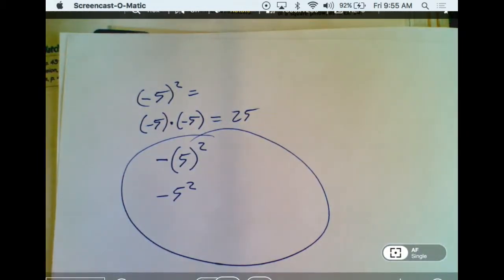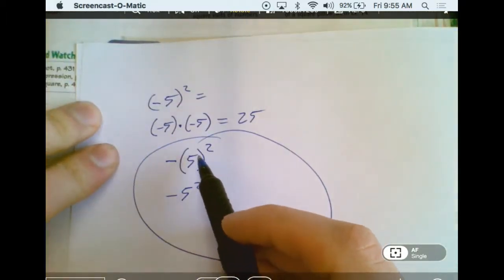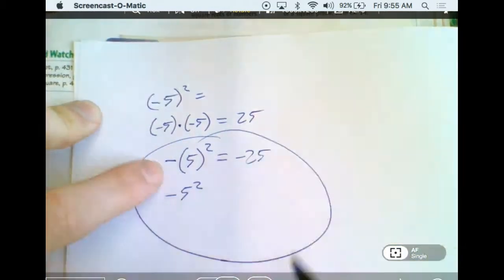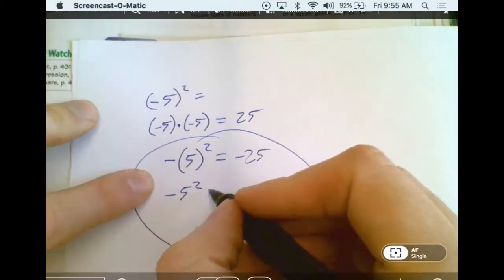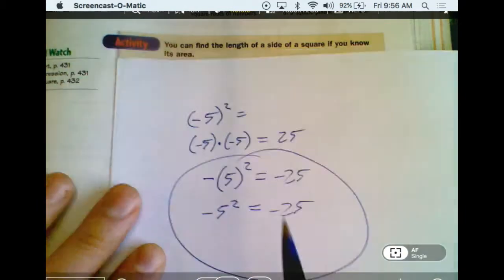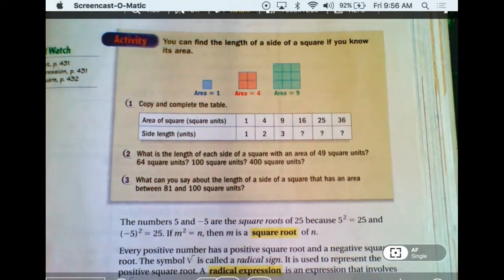Please excuse my dear Aunt Sally. Please being parentheses. Excuse being what? Exponents. So you would have to do the exponent first. 5 squared is 25, and then you've got this negative out front, so this one actually is negative 25. This one here is negative 25. So make sure that your parentheses look like this. Okay, let's move on from that.